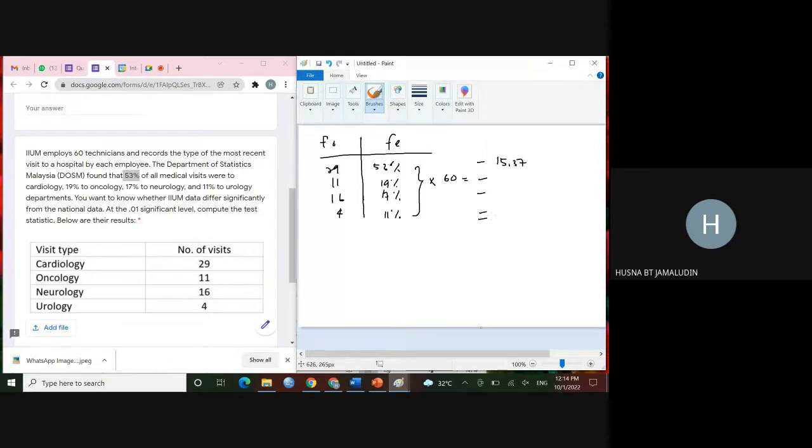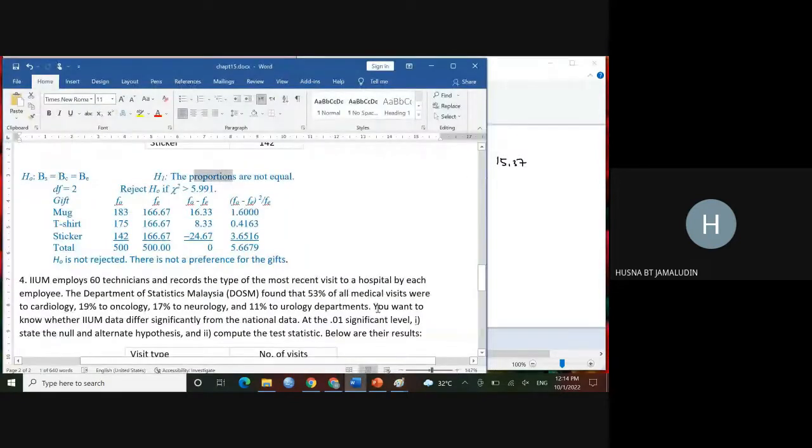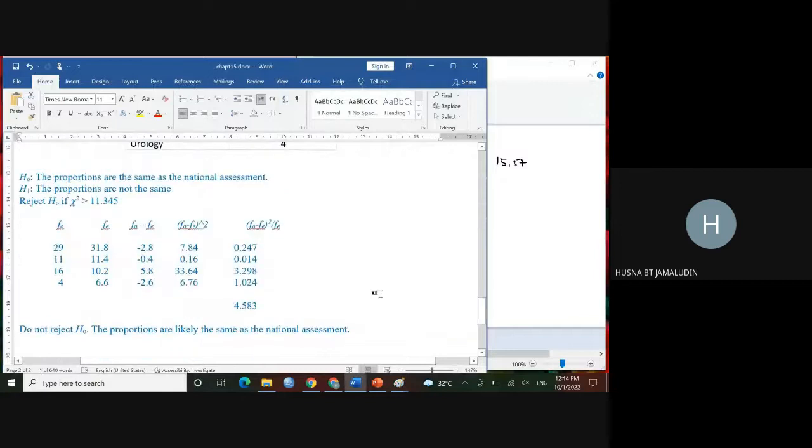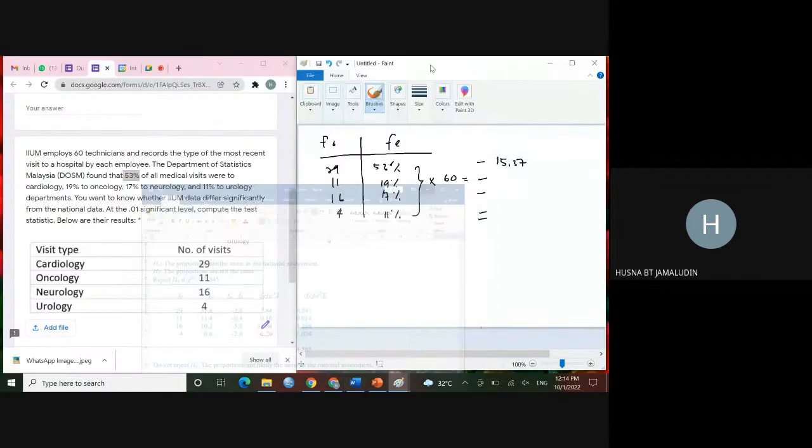Is it 15.3? Did I compute it correctly? 31.8. Oh, okay. Is it 20? Oh, okay. I did 0.53 multiplied with 60. I said 60, but I put 29 in my calculator. That's why. Okay.